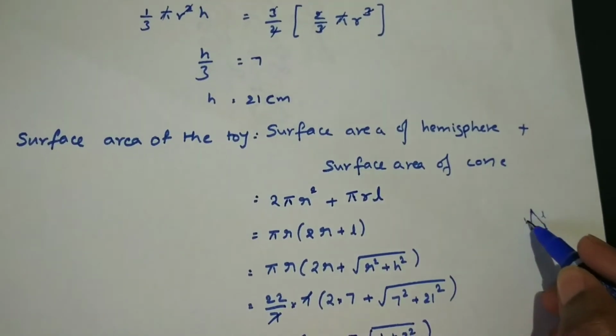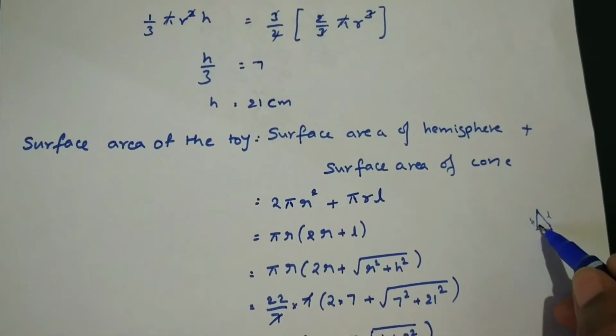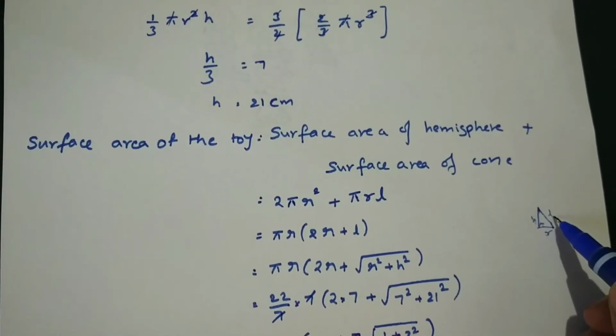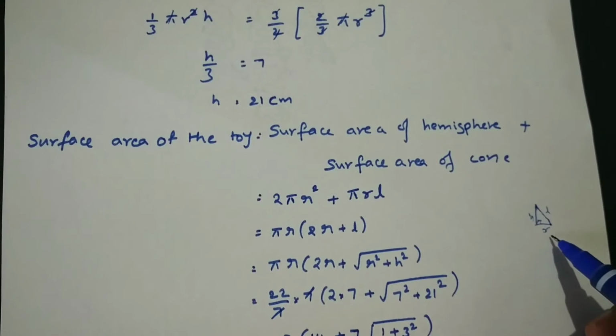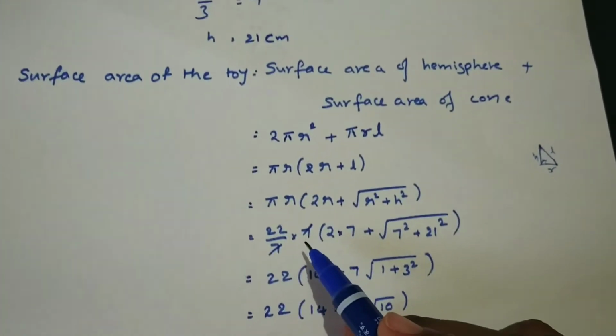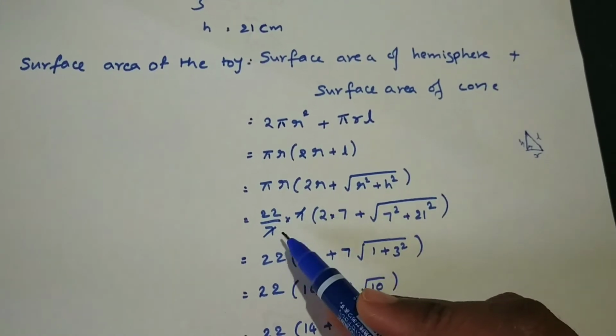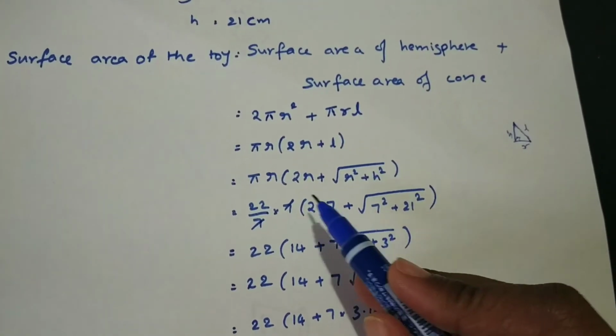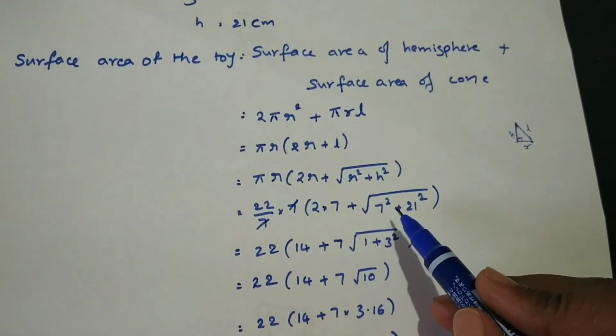This is the l, this is the height, and this is the r. Now apply the Pythagoras theorem. L is equal to square root of h square plus r square. So apply this: square root of h square plus r square. Substitute pi is equal to 22 by 7. Substitute the values of r and take the common things.